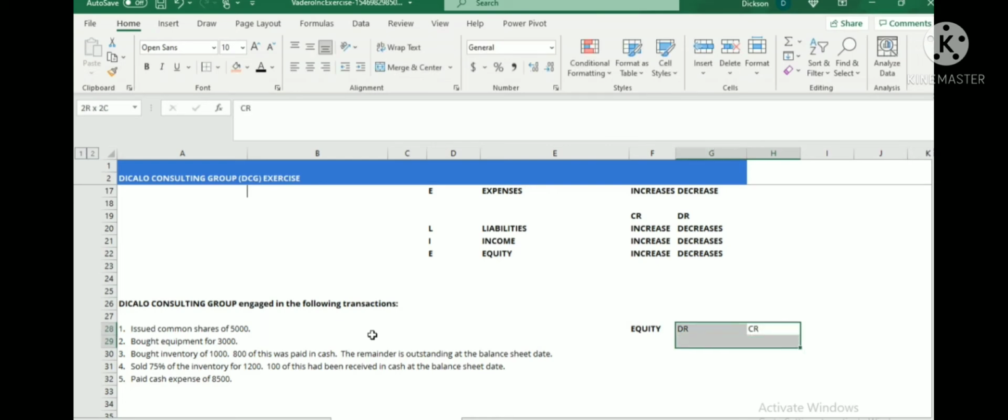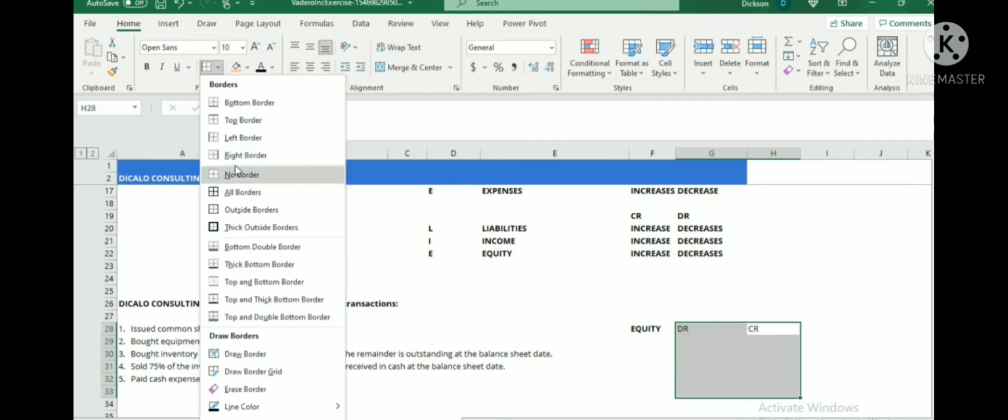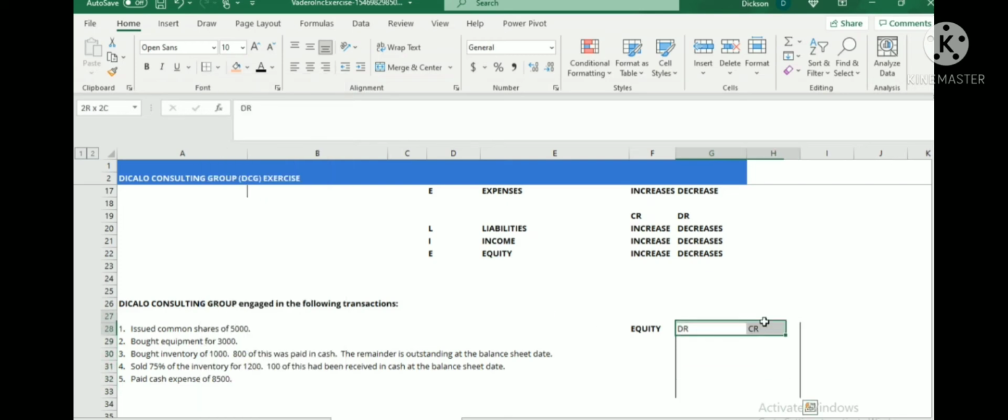So you open a ledger account for equity account.